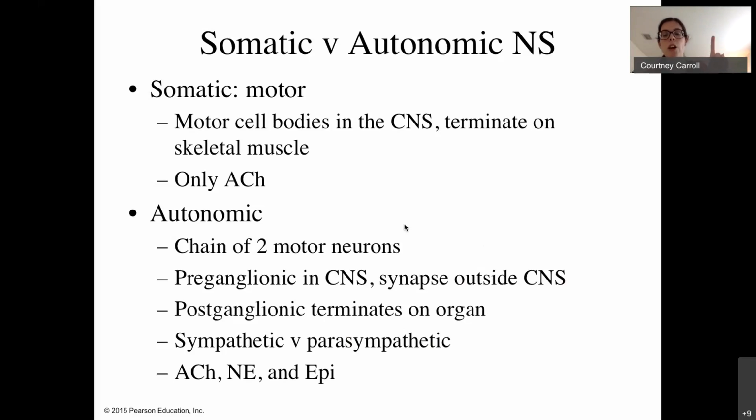And the first one we call our preganglionic neuron, and the second one we call our postganglionic neuron. Preganglionic one starts in the central nervous system, but synapses on that postganglionic neuron outside of our central nervous system, specifically outside of the spinal cord. The postganglionic neuron is then going to terminate on our target organ, whether it's the heart, the liver, the lungs, etc. And they, again, can come in two different flavors, sympathetic versus parasympathetic.